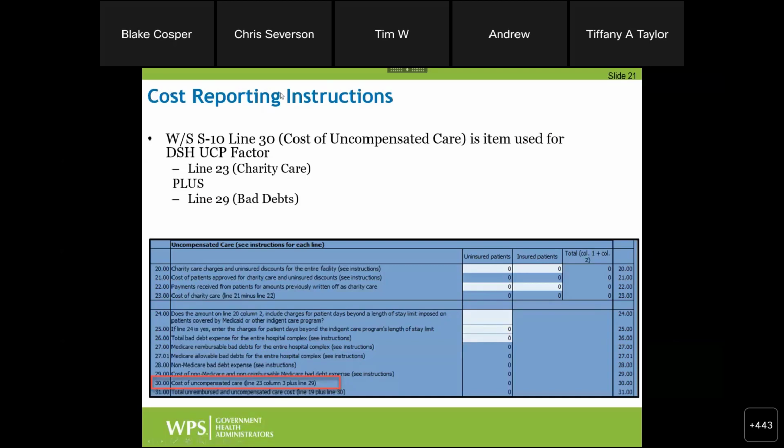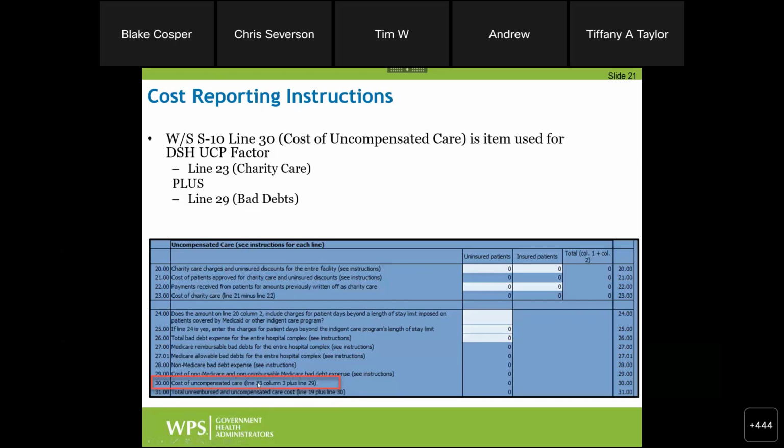CMS uses to calculate the DSH uncompensated care factor. It's not the very last line of S-10, but the second to the last line, labeled cost of uncompensated care. I will mention that line 31 is basically line 30 plus some stuff from line 19. But everything from lines 2 through 19 of S-10 are not Medicare applicable. They're possibly used by Medicaid programs, but we do not audit or review lines 2 through 19. CMS does not use it for Medicare purposes.